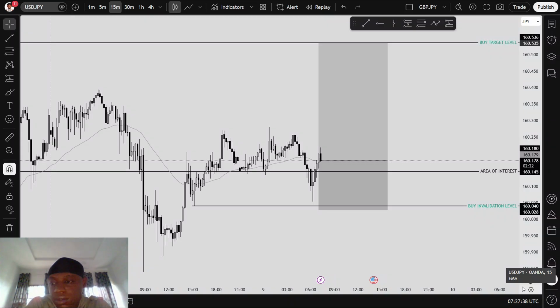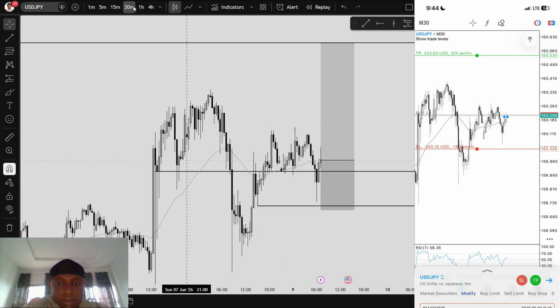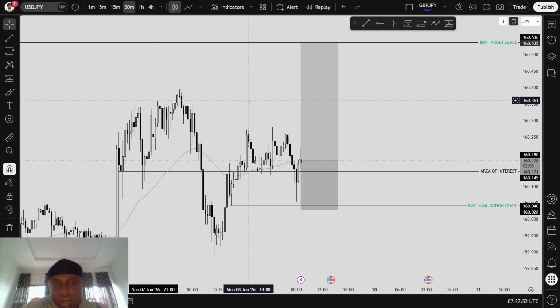You guys, today is the 9th of June 2026, and I just took this long position on USDJPY. So as you can see, let me break down this setup and why I got into this trade.